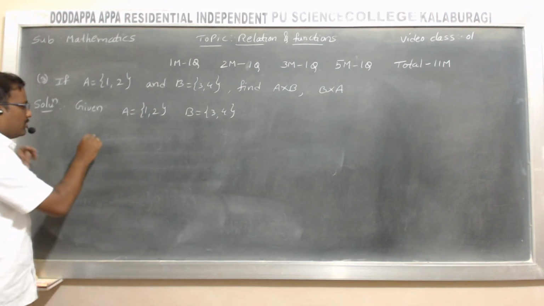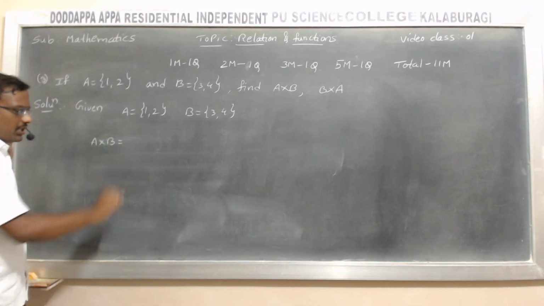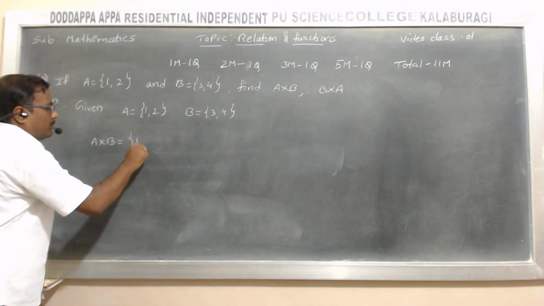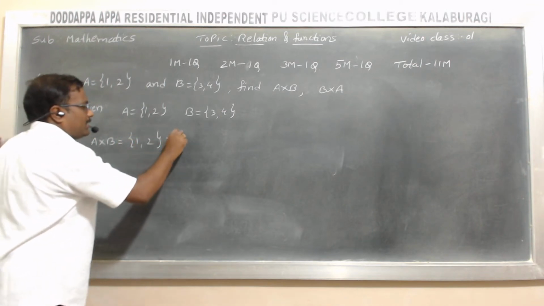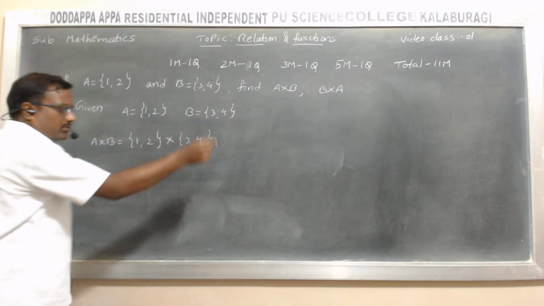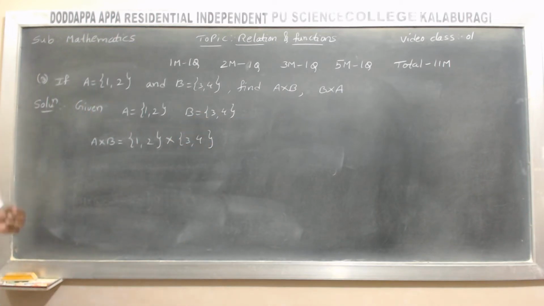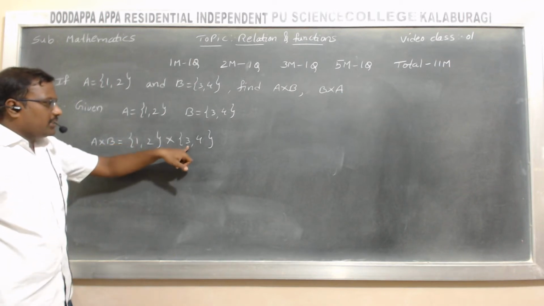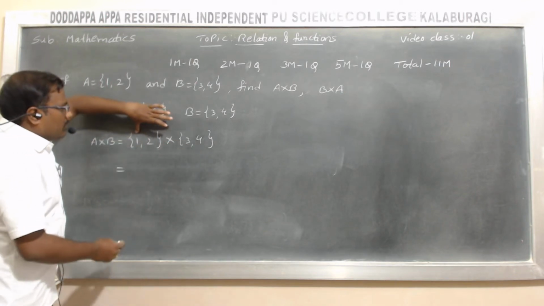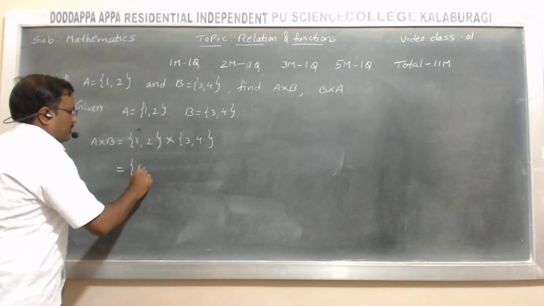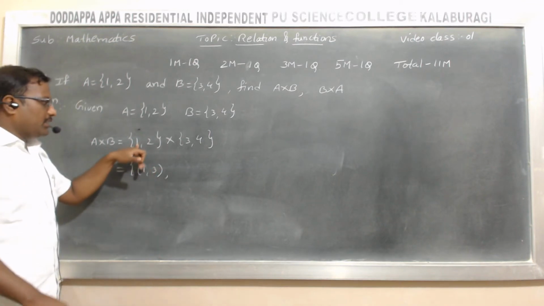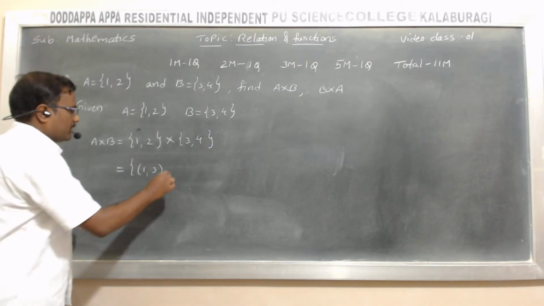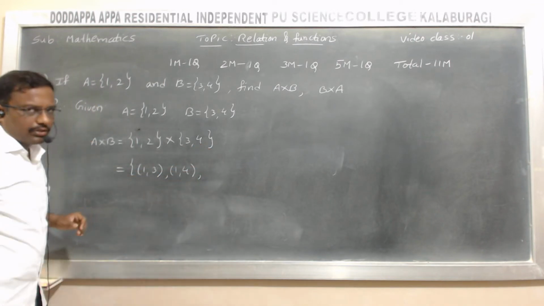Then you can find out A cross B. So A is given {1, 2} cross B is given {3, 4}. As usual method, you can apply a Cartesian product. So here first element is given 1, here first element is given 3. So you can take this ordered pair (1,3). Next, first element and take second element, that is (1,4).